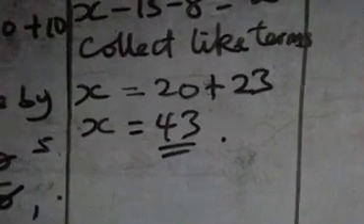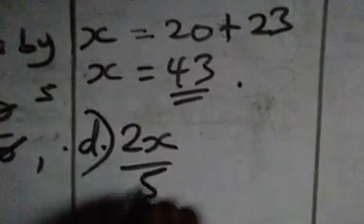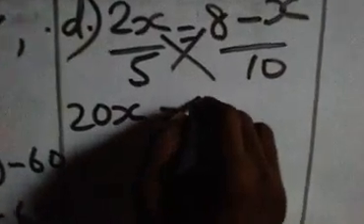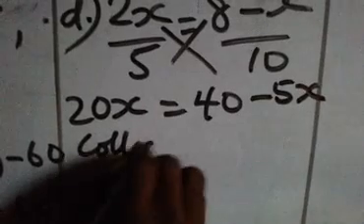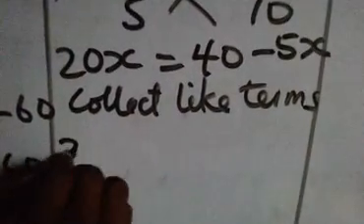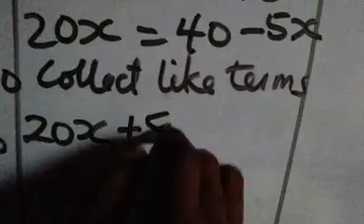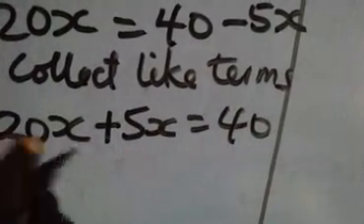That's our answer. And the next question, D, we have 2x over 5 equals 8 minus x over 10. We'll go straight and cross multiply. 10 times 2x will give us 20x equals 5 times 8, which will give us 40, minus 5 times x, 5x. Collect like terms. 20x, this will come here, minus becomes plus because it crosses equals, so 5x equals to 40. This plus this will give us 25x equals 40.